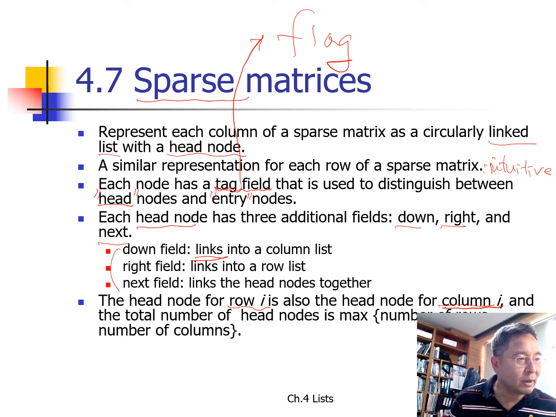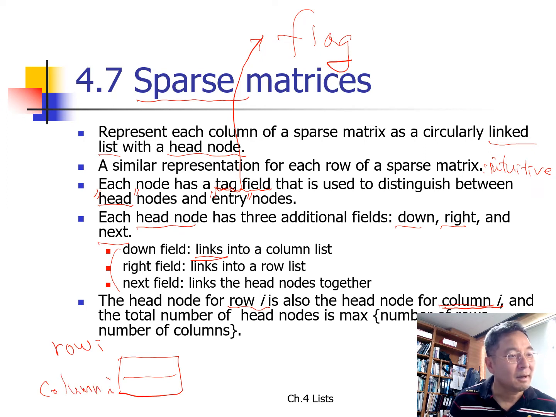So there is one node for row I, and at the same time, this node will be used for column I, because it includes both a row link and a column link. This is a row link, and this is a column link. So the header node for row I is also the header node for column I.